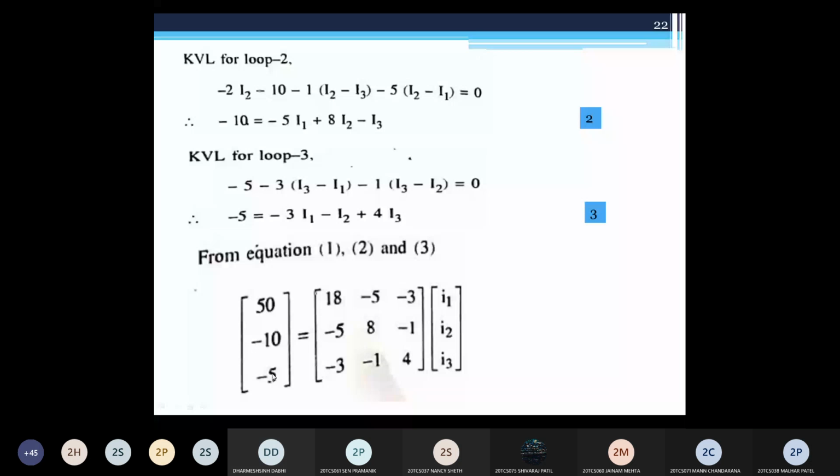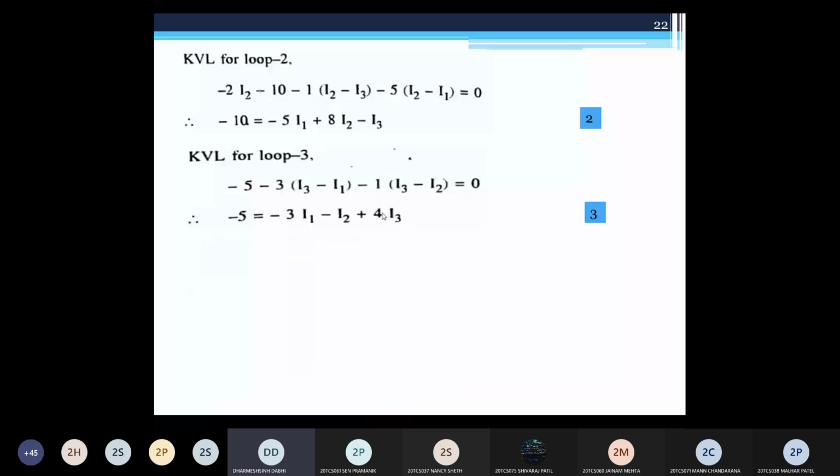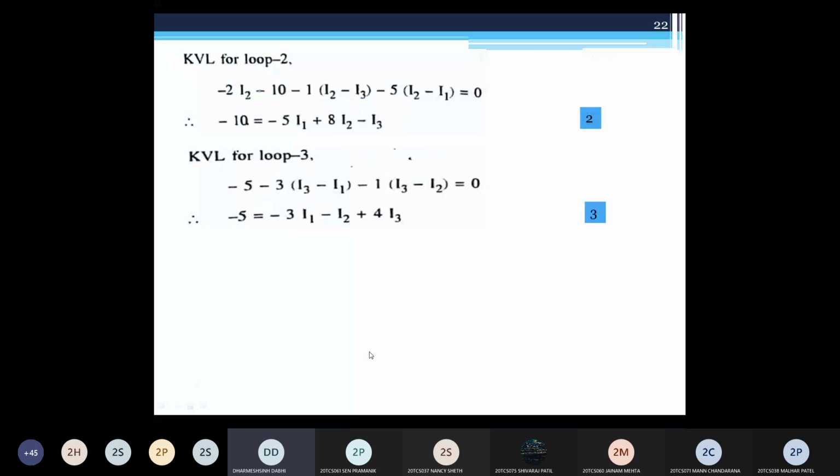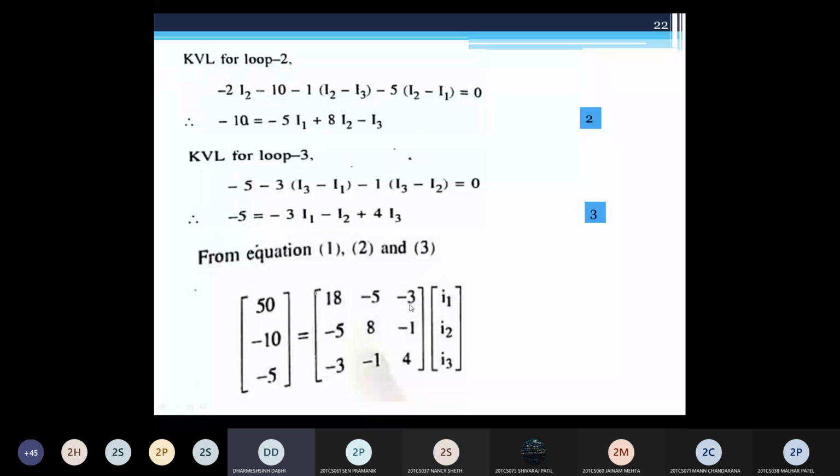Equal to, this is a resistance matrix. So first row of this matrix represents the elements of I1, I2, I3. It means resistance element for mesh 1. So you can see that in the first equation we have I1, I2, I3 terms. First term is 18. Second term related to I2 is minus 5 and third is minus 3. So first row is 18, minus 5 and minus 3. Clear? As per equation number 1.